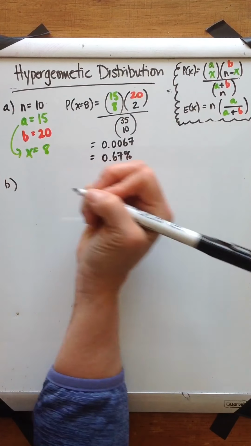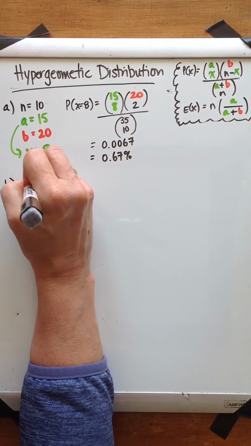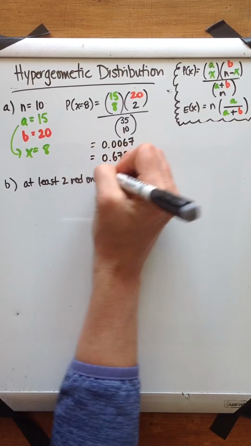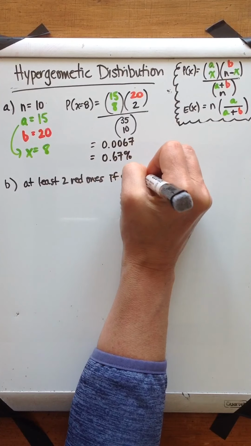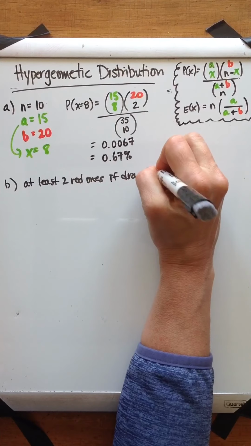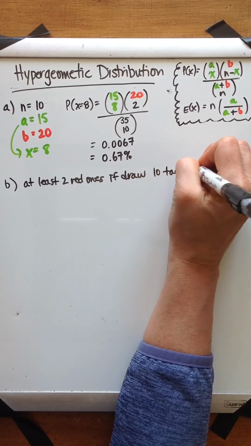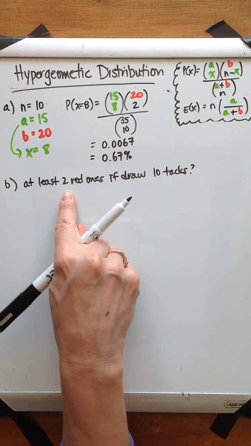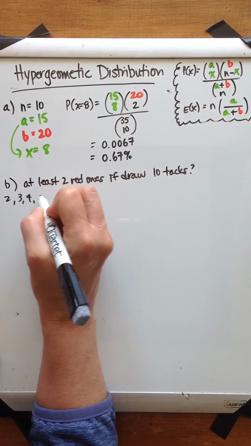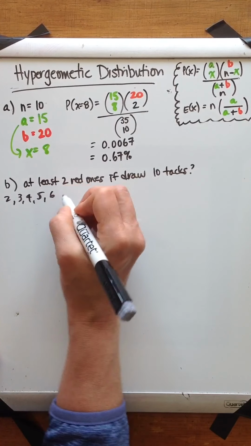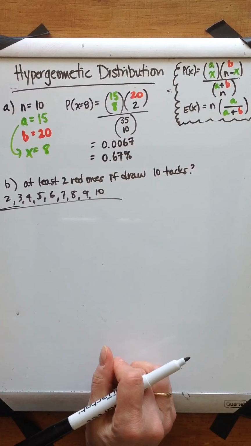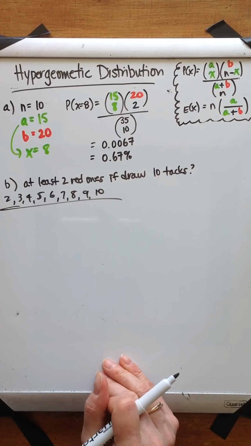Let's look at another scenario. What is the probability of drawing at least 2 red ones if you're going to take out 10 tacks? So at least 2 red ones means that you could draw out 2 out of the 10, or 3, or 4, or 5, or 6, or 7, or 8, or 9, or 10. That is a lot of scenarios to look at and to add up all together.